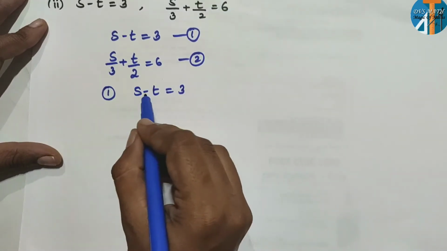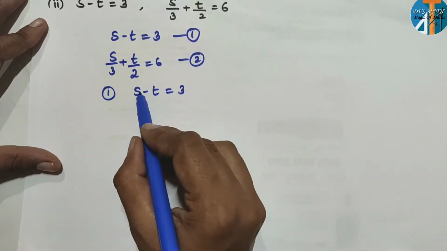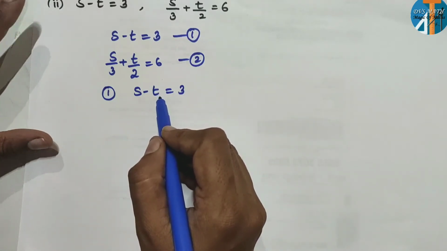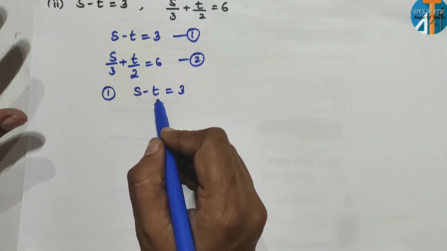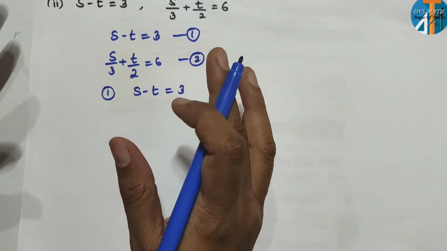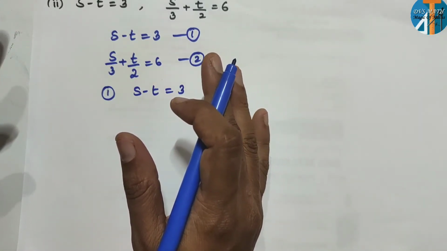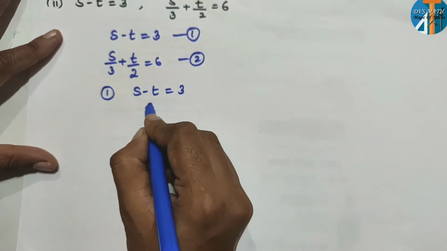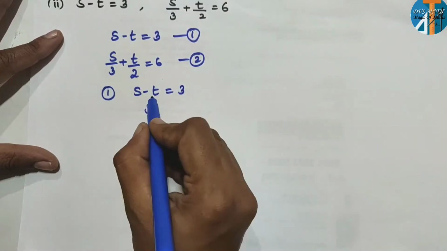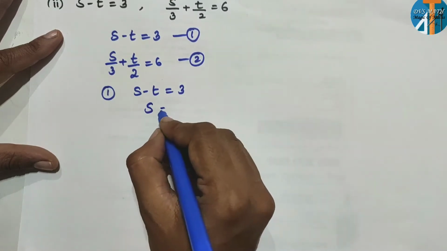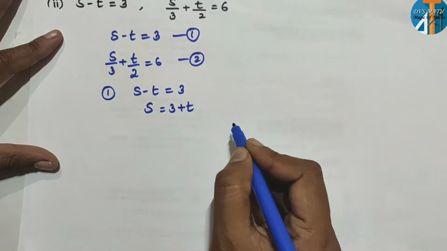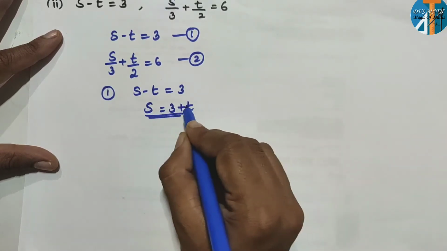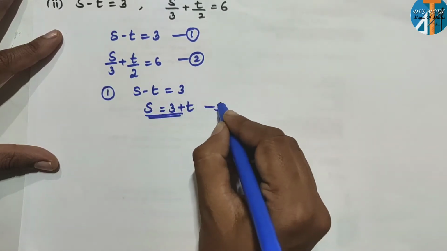I will convert this equation in terms of s, because if I send s to that side, t becomes negative. Again it will be confusing with a negative sign. Better, always, if the variable is positive, it is easy to solve. So I'll keep s here only and send t to the RHS. It is minus t, it becomes plus t. So it is 3 plus t. So you got one equation in terms of t, take it as equation 3.